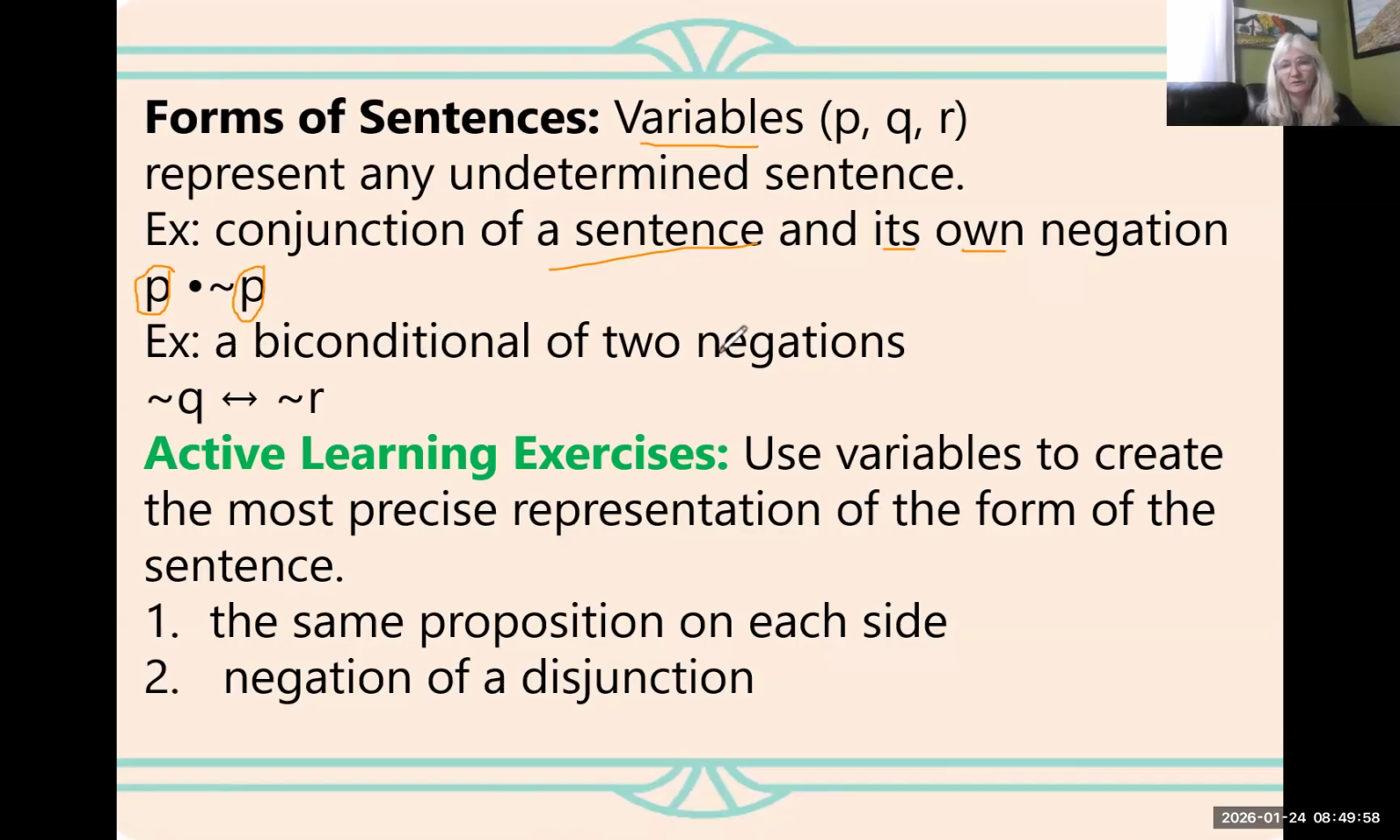For this one, a biconditional of two negations does not say these negations are related. So we would use Q and R here. And because they're both negations, we put the negations on each of the letters. So try this yourself. Use variables to create the most precise representation of the form of the sentence below. The same proposition on each side and the negation of a disjunction.